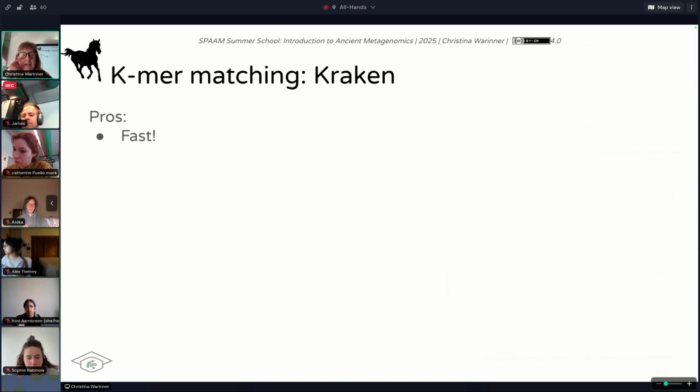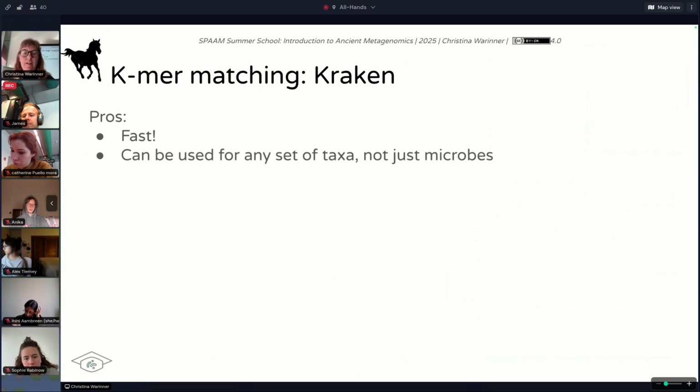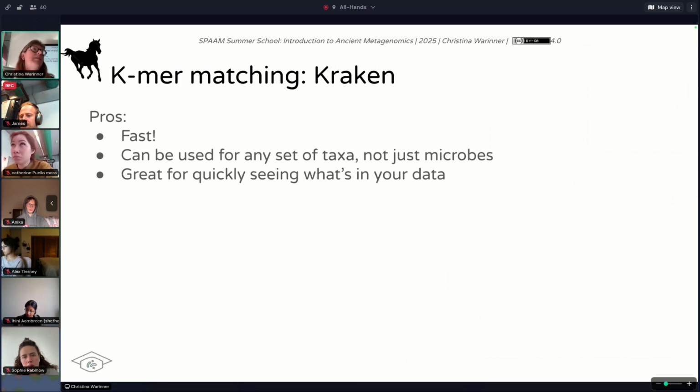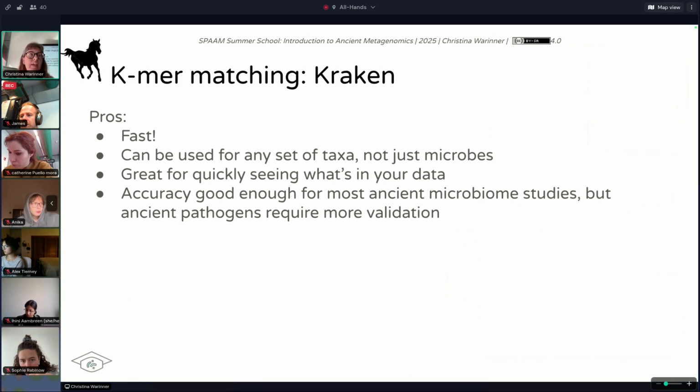Some pros about Kraken is that it is fast. It can be used for any set of taxa, not just microbes, and it's great for quickly seeing what's in your data. In fact, we basically use it as a first step to inspect our data when we're analyzing a new sample. Its accuracy is good enough for most ancient microbiome studies, but if there's a very specific species you're interested in, say a pathogen, then you need to do more work to validate it.